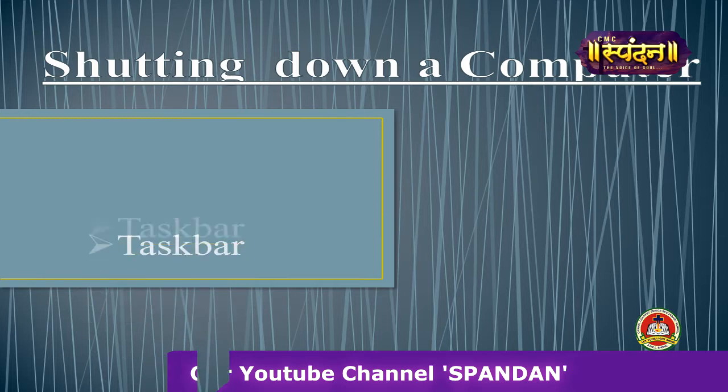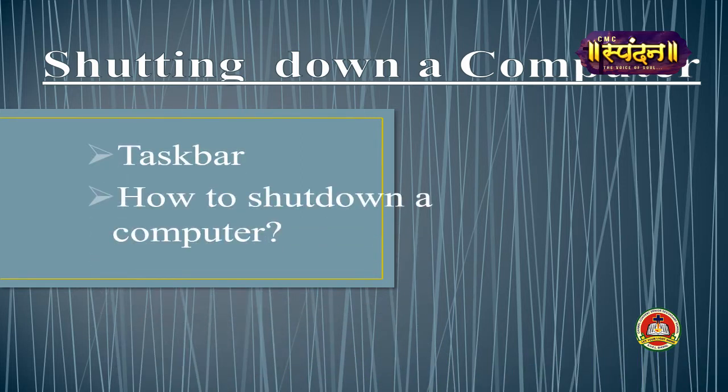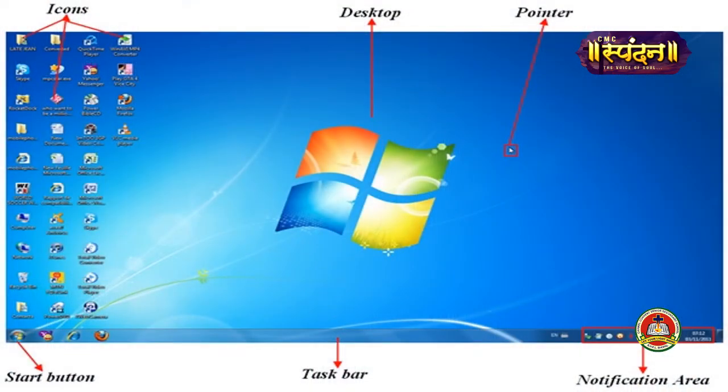What are the steps we have to follow when we have to shut down or turn off a computer? But first we'll study what is taskbar, and the second point we'll study is how to shut down a computer. What is taskbar? Whenever you start a computer, the first screen which we see is known as desktop, and the small label pictures which are present on the desktop are known as icons. You all can see in this picture that we have desktop and icon, and one is mouse pointer, and at the bottom you are seeing on the desktop, that is taskbar.